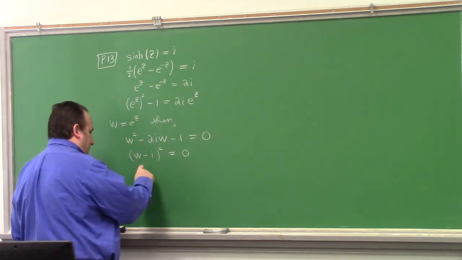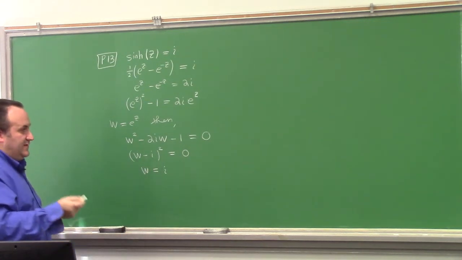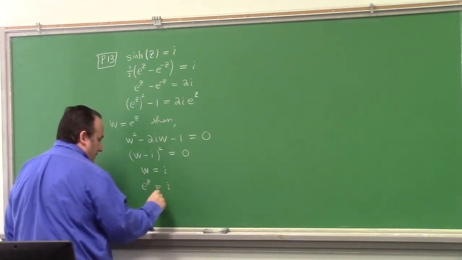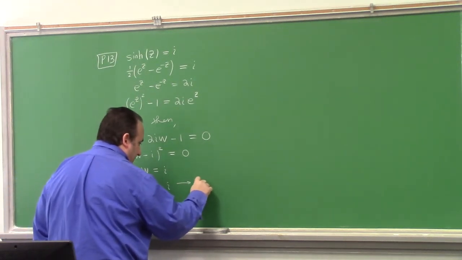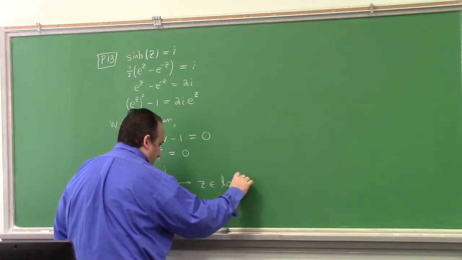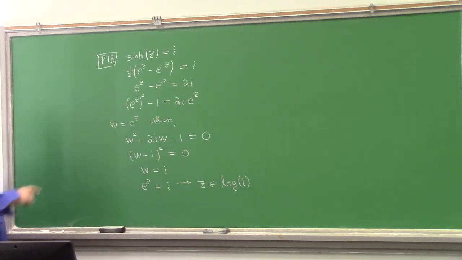So this means that w is equal to i, right? But this means that e to the z is equal to i, right? And that means that z is an element of the little log of i. Because we can take little log of both sides of the equation, so to speak. But keep in mind that that means that z is an element of the set of values log i.